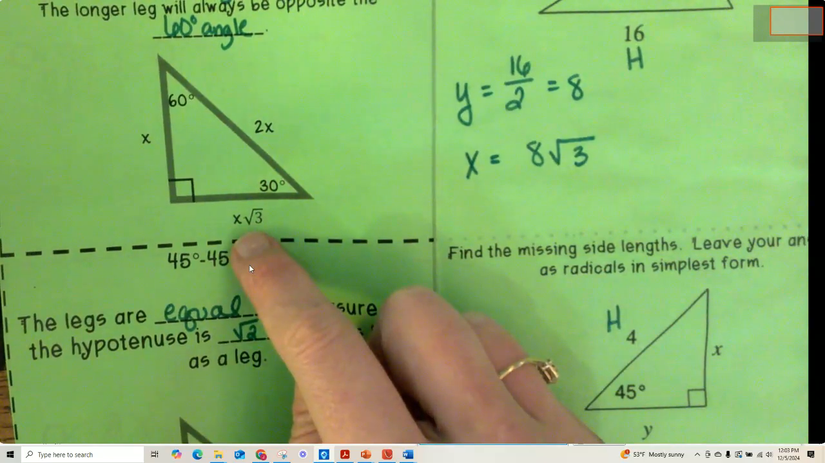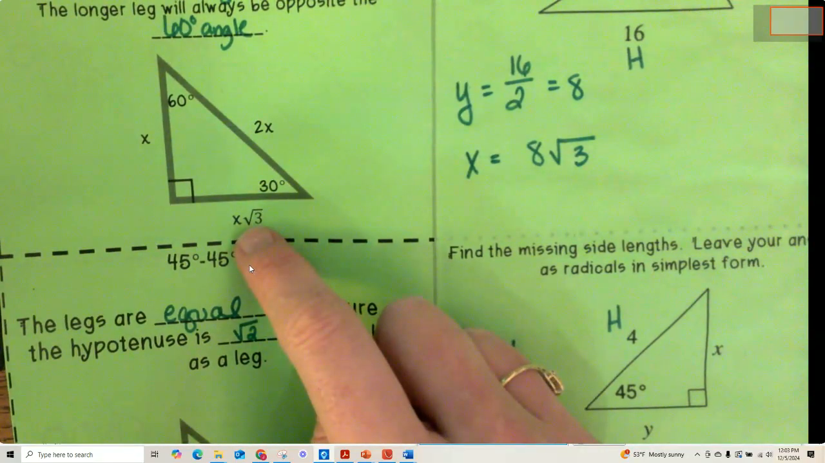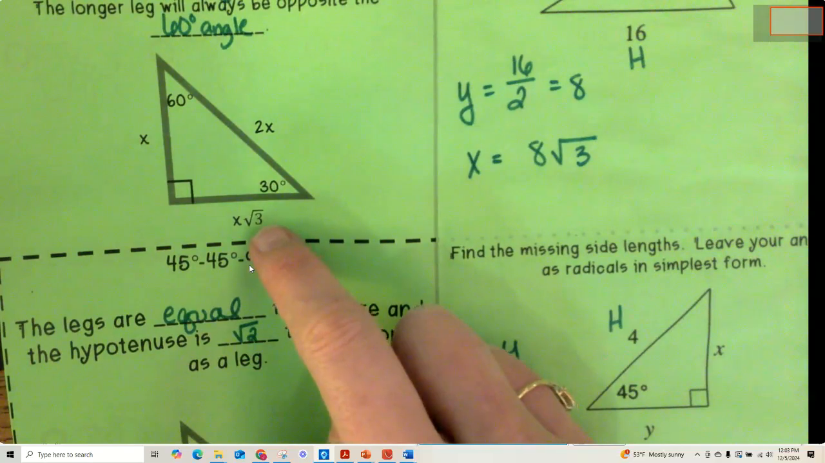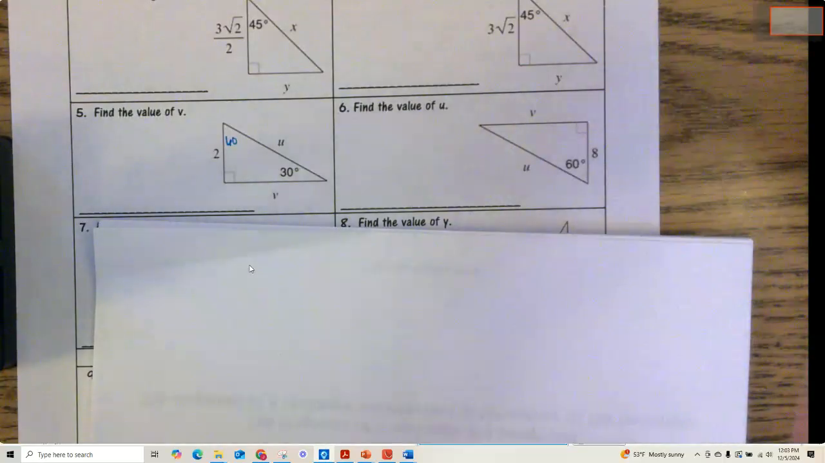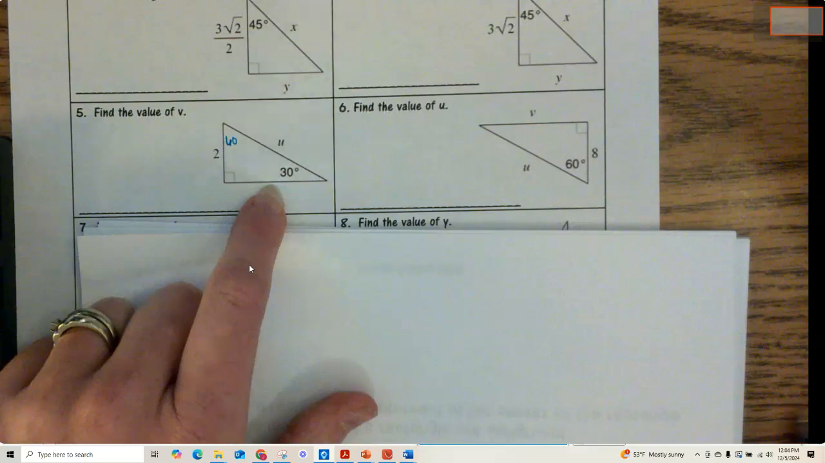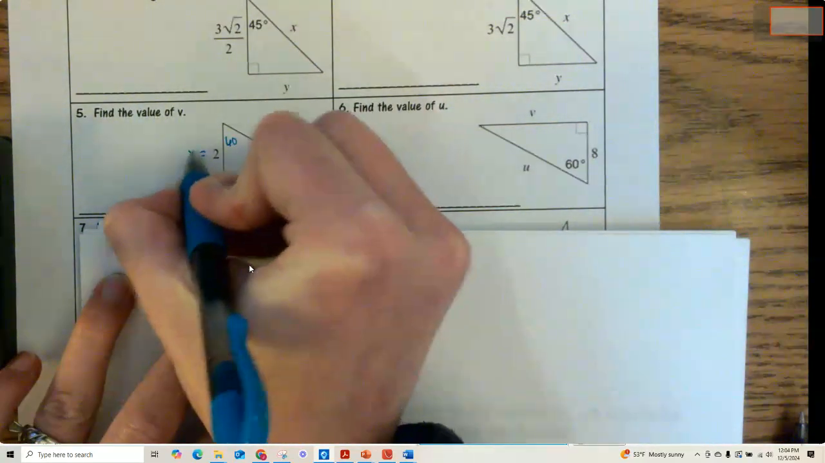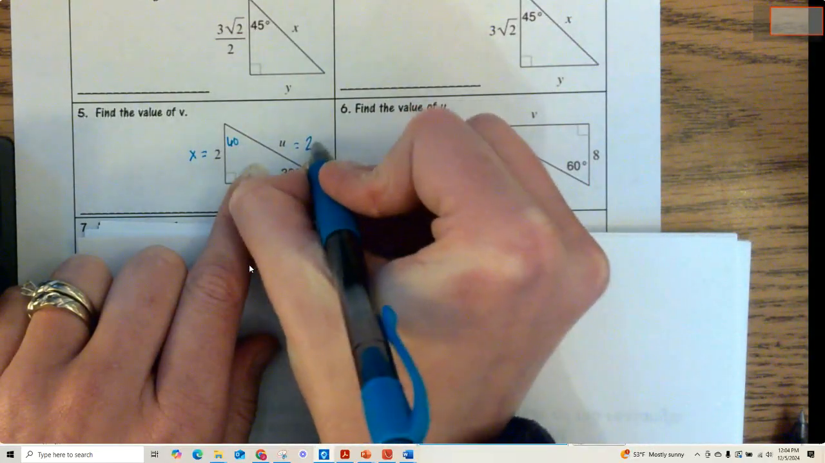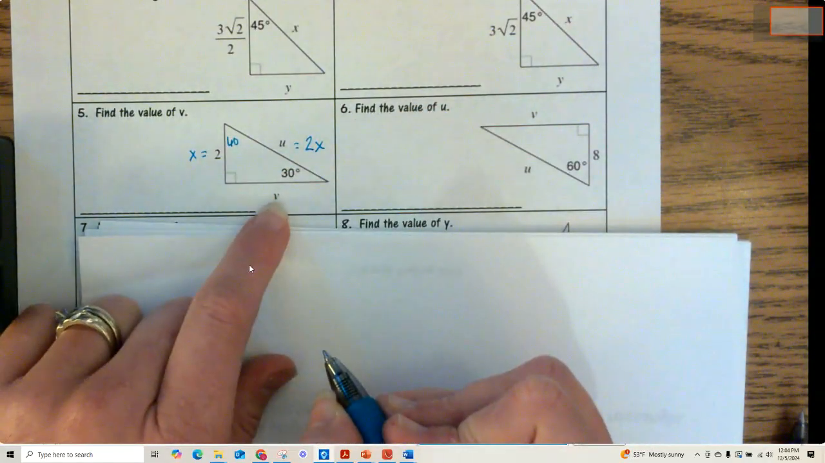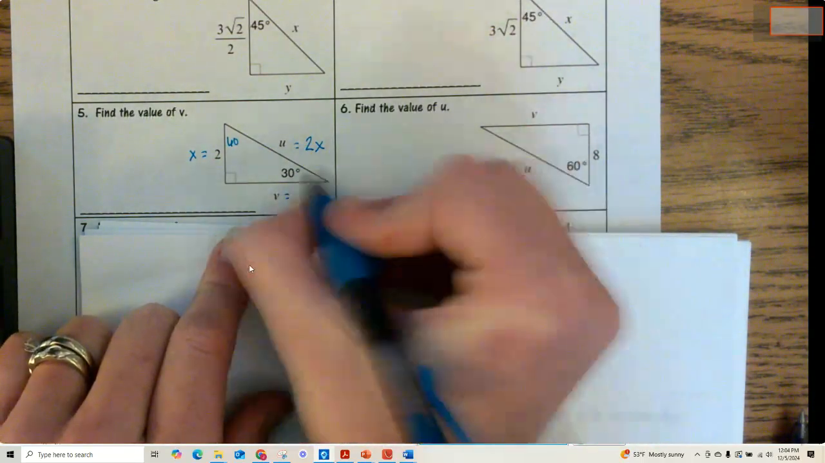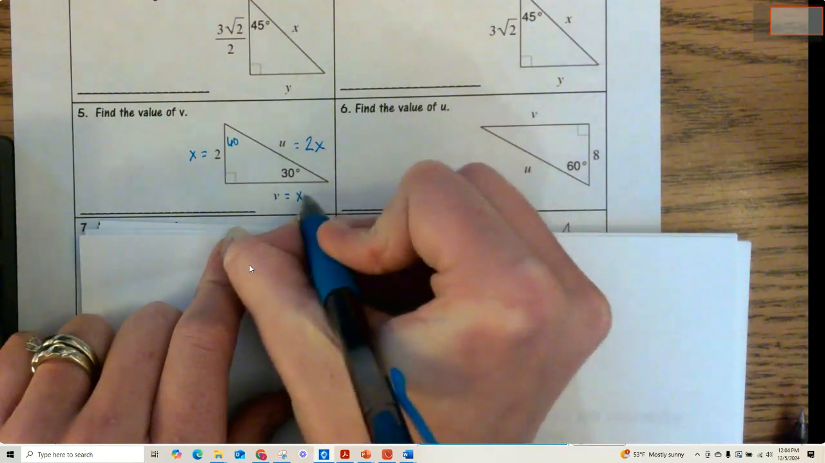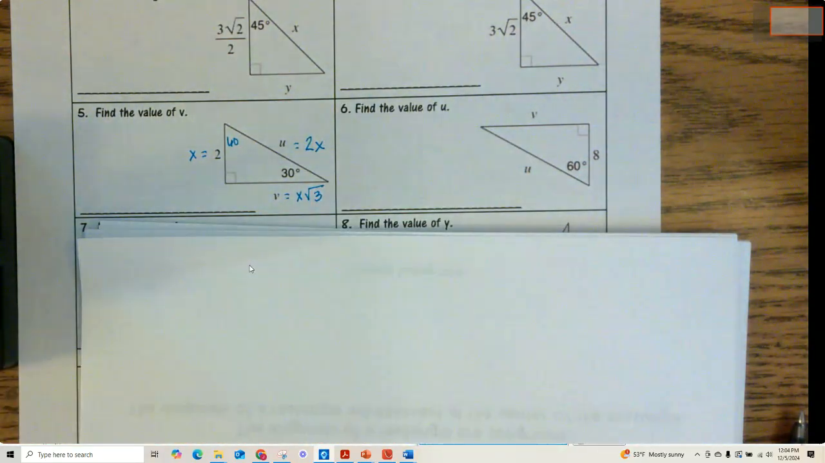Here's the one that's gross. The side opposite the 60 is equal to this leg times the square root of 3. That's where it gets gross, okay? So if we want to label this one with those labels, the side opposite the 30-degree angle is equal to x. The hypotenuse is going to be equal to 2x. And then the other leg, the side opposite of 60, is going to be equal to x times the square root of 3.